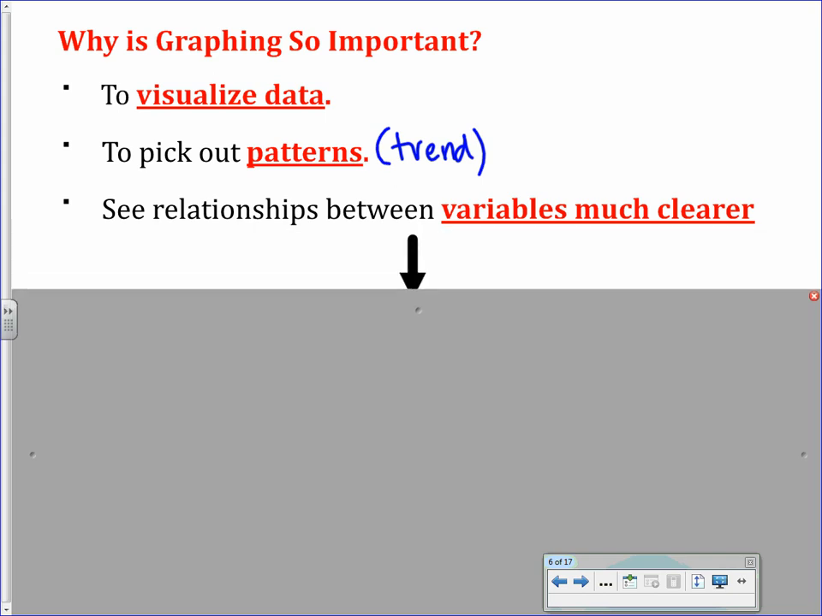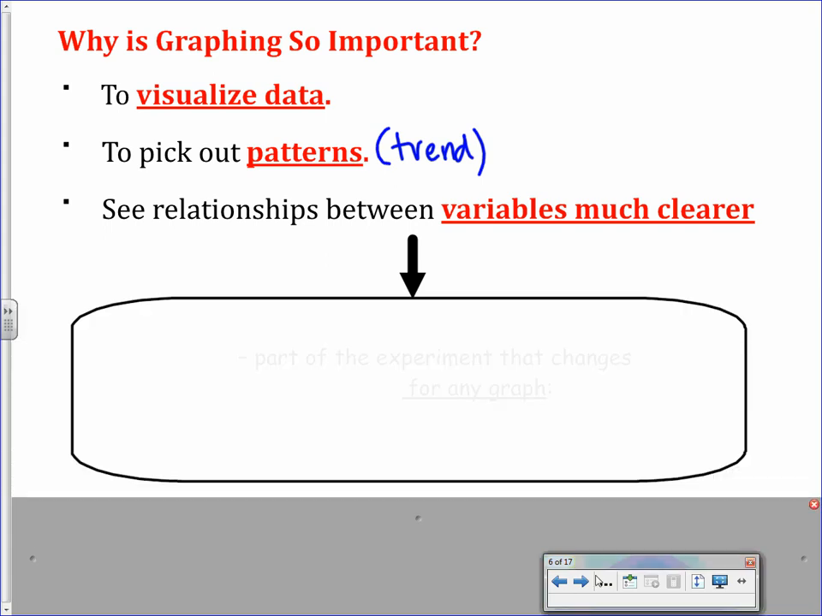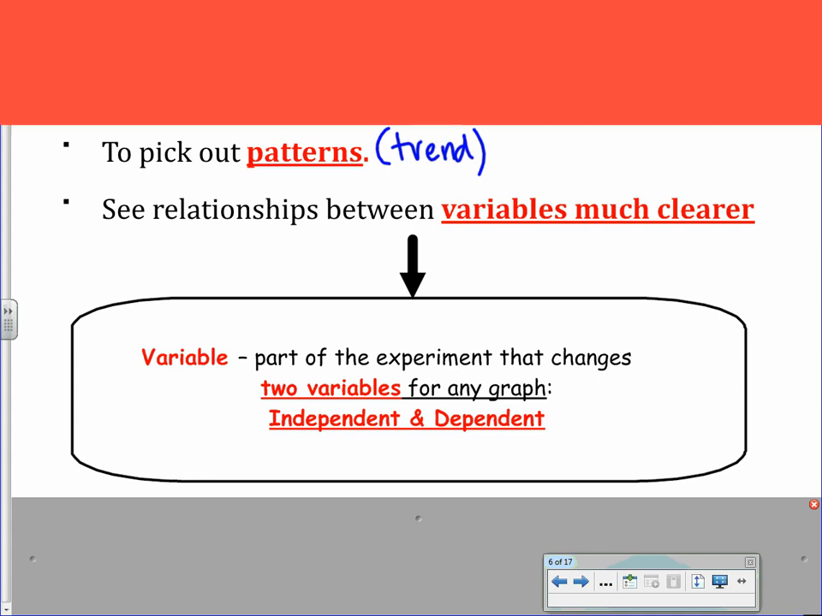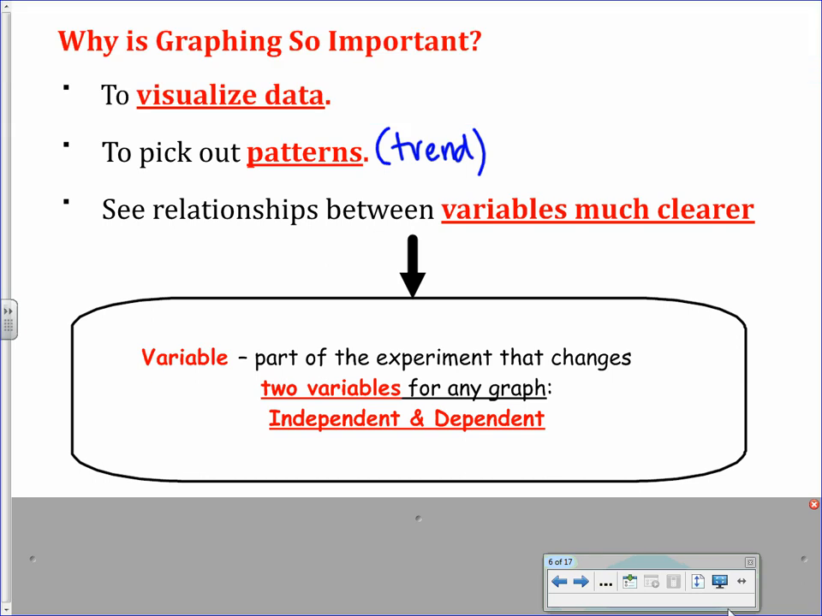See relationships between variables much clearer. Okay, a variable is a part of the experiment that changes. And there's always two variables for any graph, your independent and dependent variable. So again, we're doing these graphs because we want people to see a picture of what we're talking about. It can help pick out patterns. And you can also see a relationship between two variables.